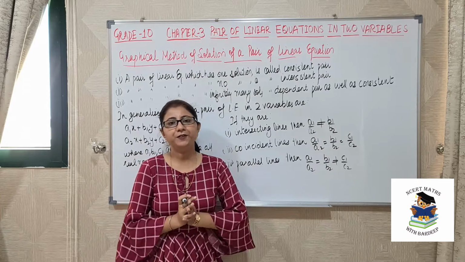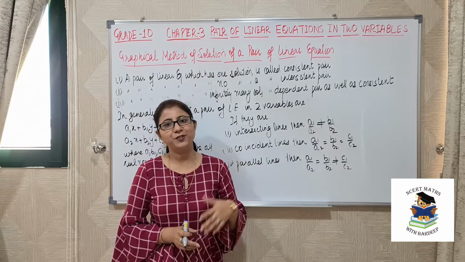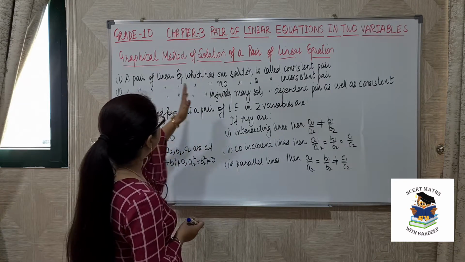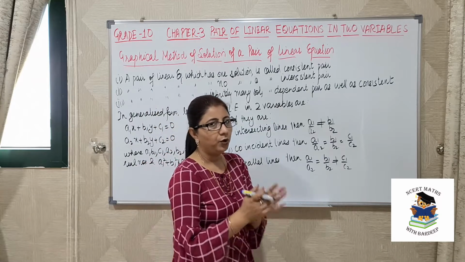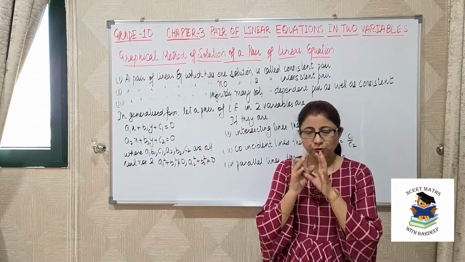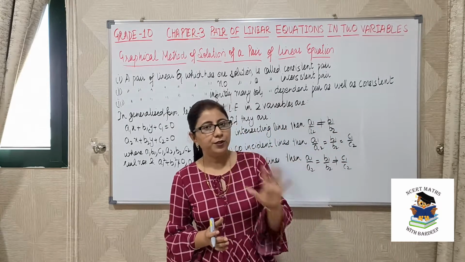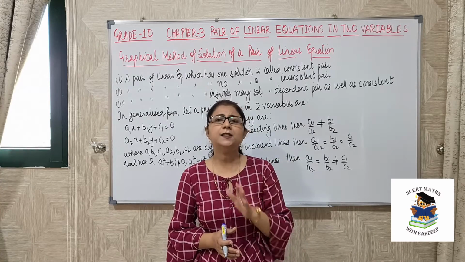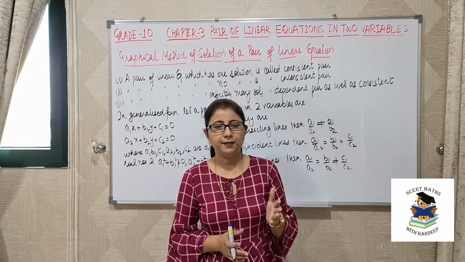Today we are continuing our chapter number 3, that is pair of linear equations in two variables of grade 10. So today's topic is graphical method of solution of a pair of linear equations. As I have already explained in my previous video, whenever you draw a graph of your pair of linear equations, there will be three different possibilities. That is, both lines will be intersecting lines, they will be parallel lines, or they will be coincident lines.